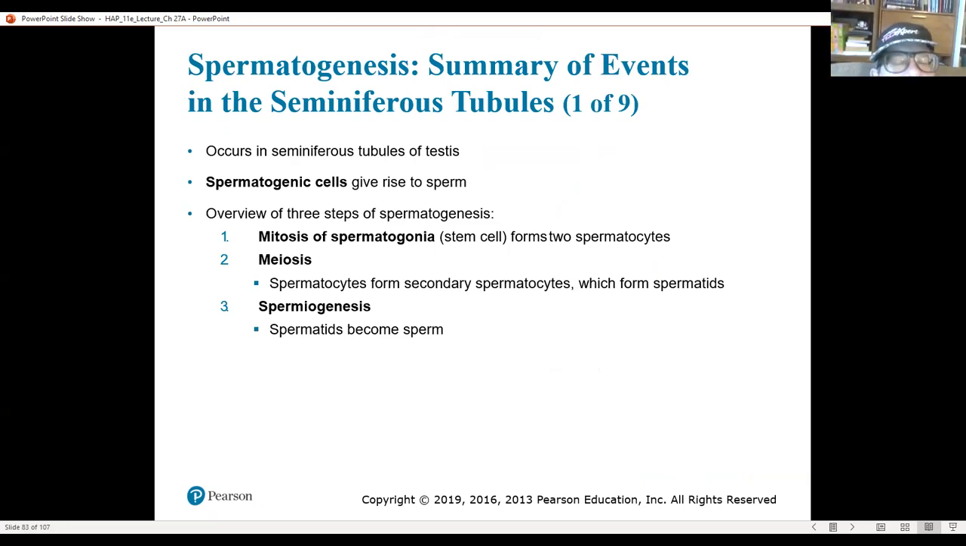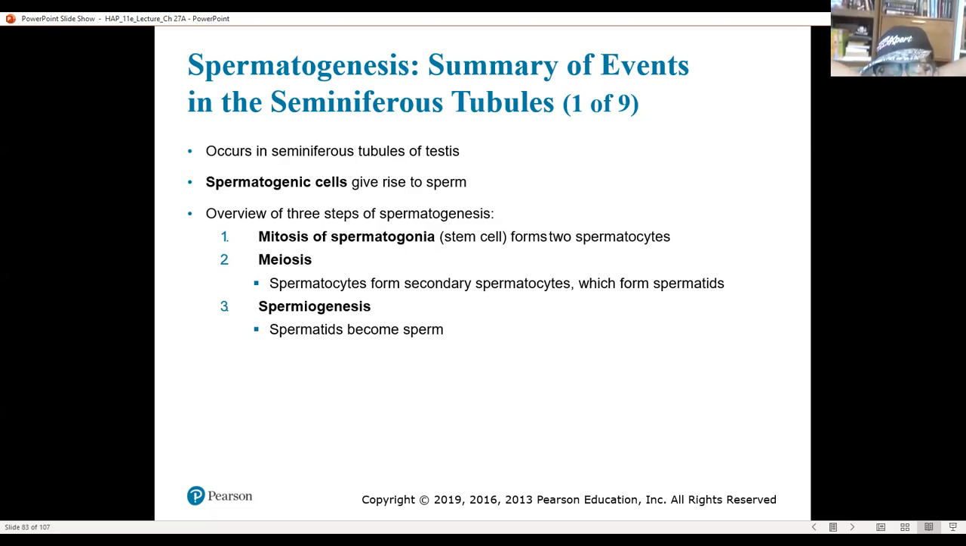Seminiferous tubules are in the testes. This is where we make sperm. Spermatogenic cells, remember, generate. They make sperm. They give rise to sperm. And there are 3 steps. The spermatogonia, those are the stem cells. They are going to divide to form 2 spermatocytes.